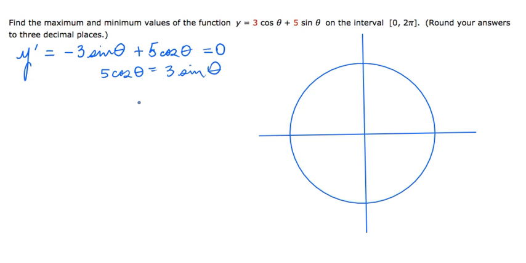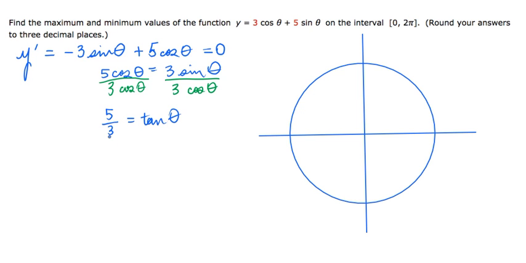The simplest way to do that is to turn this into tangent by dividing both sides by cosine theta. And I'm also going to include a 3 there. So I'm going to divide both sides by 3 times cosine theta. So on the left we'll have 5/3, and on the right we'll have tangent theta. Okay, so we need the values of theta for which tangent theta equals 5/3.